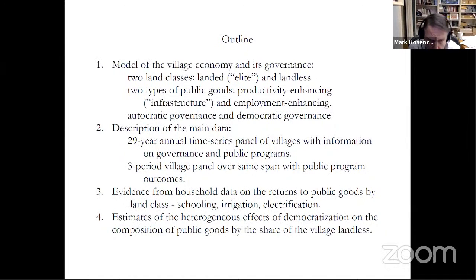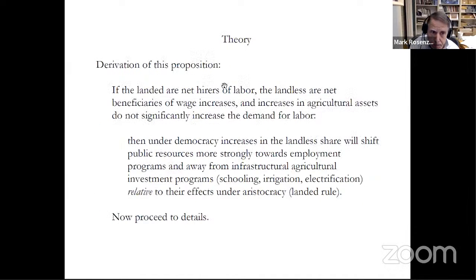So in this project, we're going to model a village economy with the two interest groups. We're going to have the two types of public goods, employment enhancing and productivity enhancing. Set up that model, show what happens under democracy, and yield a proposition that we can test. We'll describe the data. We'll look at evidence on how the interest groups benefit from the particular types of public goods. And then we'll estimate the heterogeneous effects of democratization. All right, so we'll start with the theory.